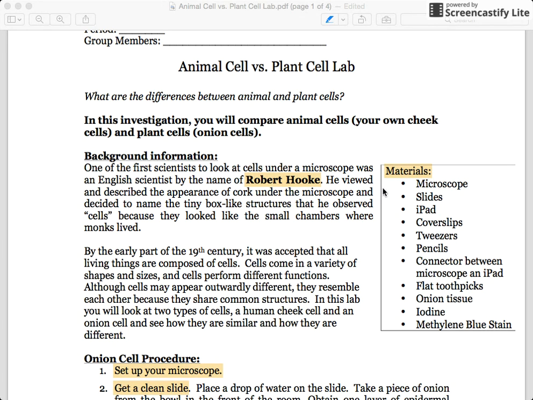If you will look to the right of the page in the screen, you will see the materials that you will be using for the lab tomorrow. You will first have a microscope, you will have 2 slides, you will have your iPad, you'll have cover slips to put over the slides, you will have tweezers, pencils, the connector that connects the microscope to the iPad, flat toothpicks, onion tissue, iodine, and methylene blue stain.